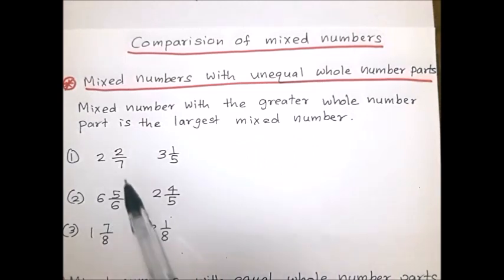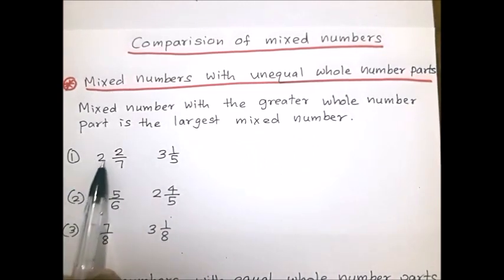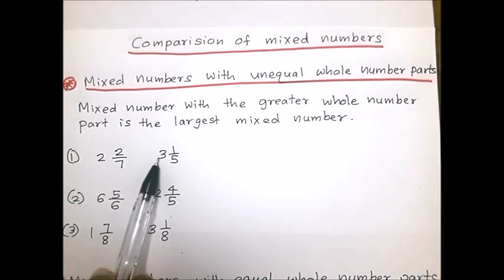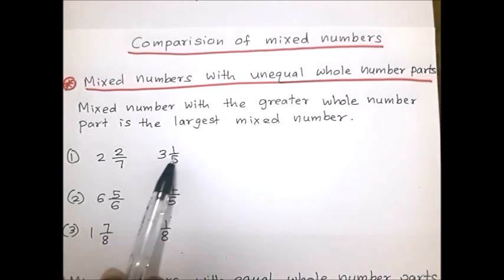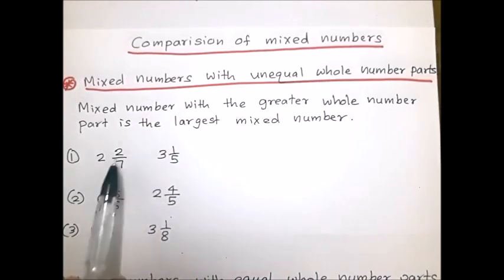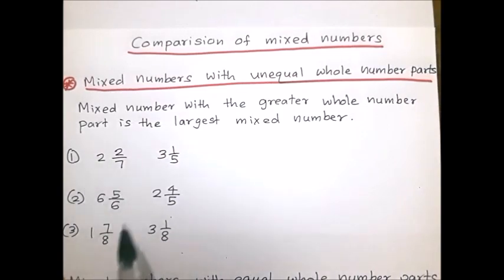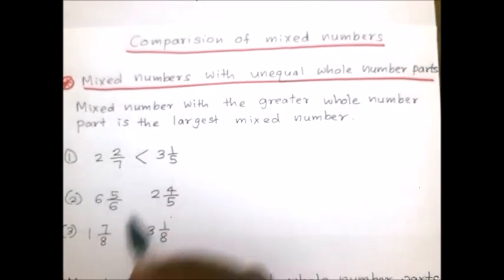So you can write the largest one here. Whole number is 2, whole number is 3. This is the largest whole number. So this mixed number is larger than this mixed number. This is the larger one.